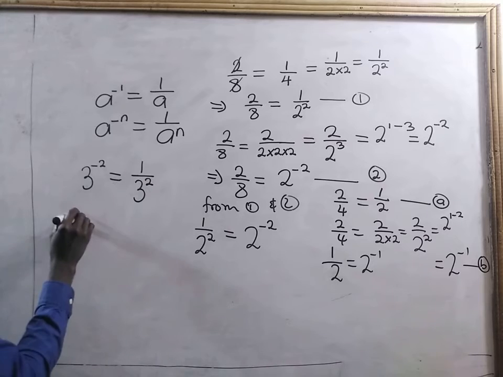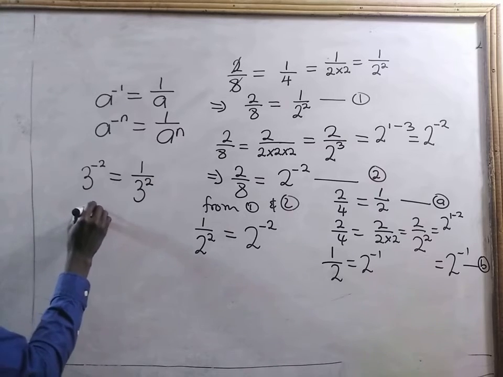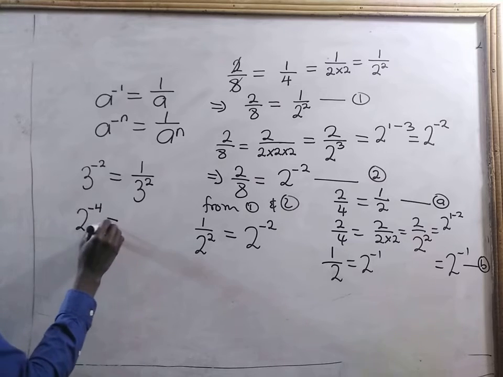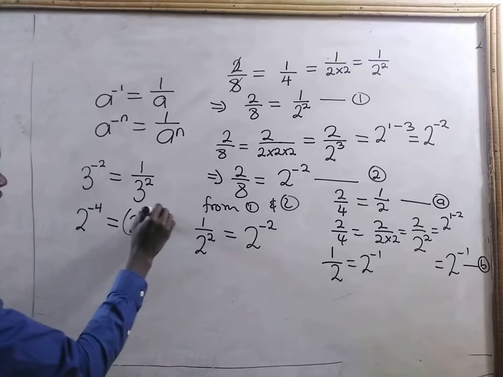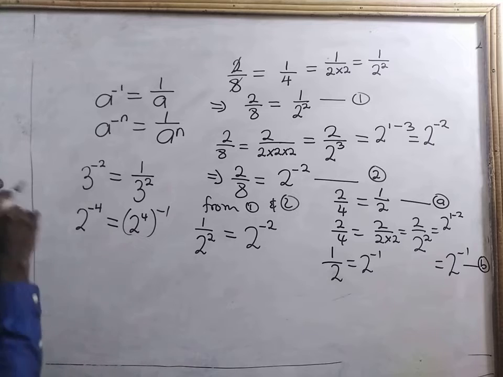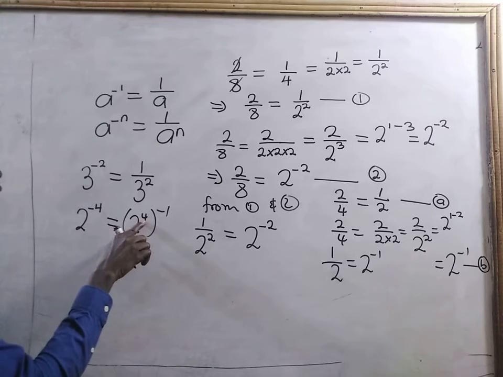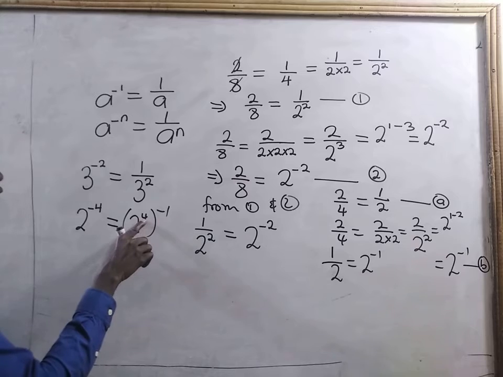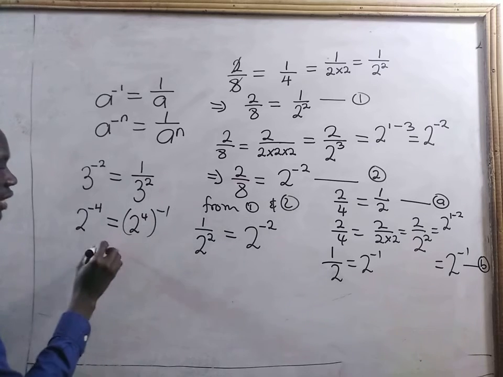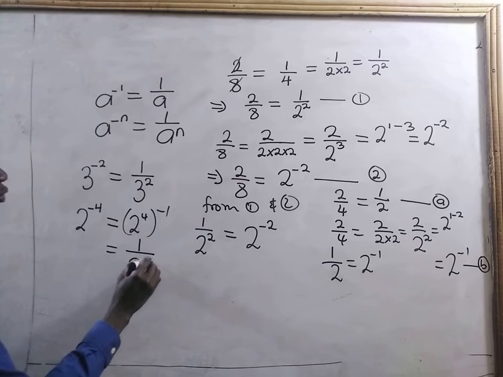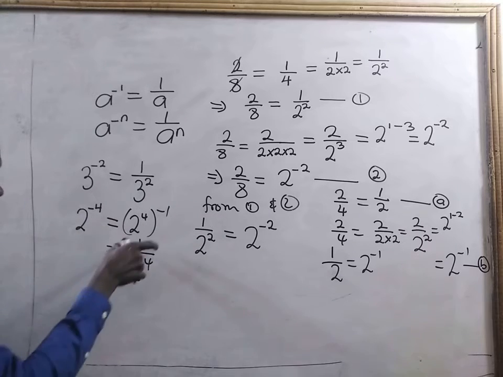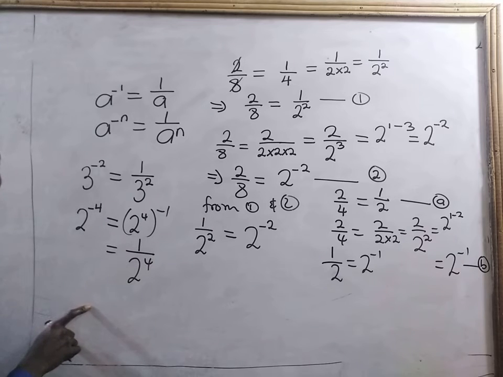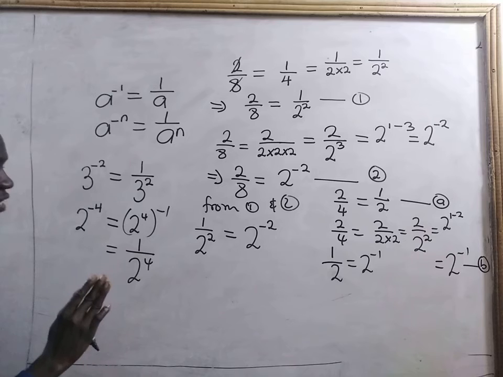And if I have 2 exponent negative, let's say 4, I can write it as 2 exponent 4 power negative 1. This is from the power of power rule. And this one can be written as 1 divided by 2 exponent 4. Very, very simple as that. Here I have factorized the negative 1 out. So simple. Check it out.